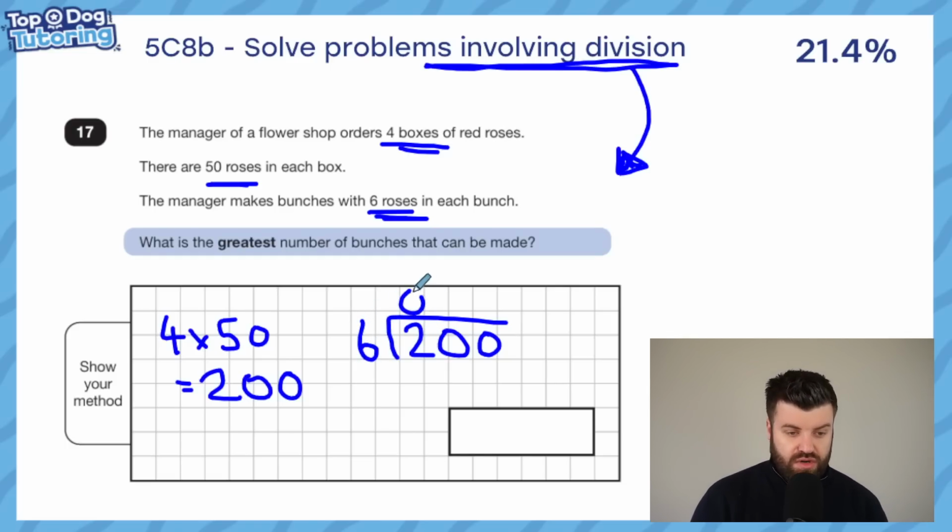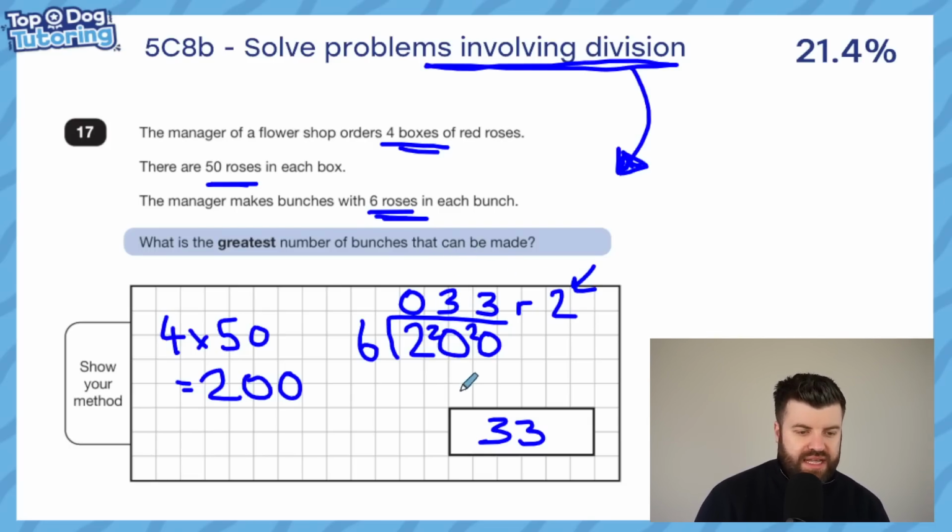6 into 2, obviously doesn't go. 6 into 20, 6, 12, 18. So 3 is as close as I can get with 2 left over. And I've got 20 again, so I know this is 33, remainder 2. So the question says, what is the greatest number of bunches that can be made? Well, we can make 33 bunches, okay? The remainder 2 sometimes confuses people and they just add it on. No. Let me show you exactly what these numbers represent here.